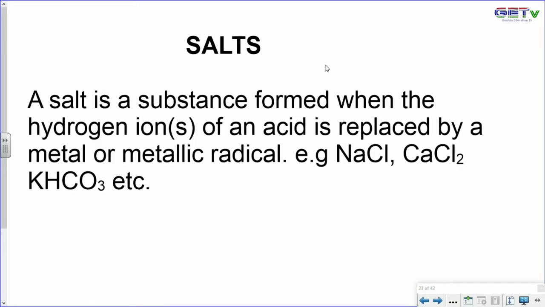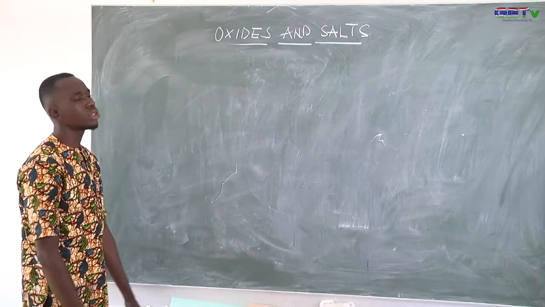Now we move to salts. We said a salt is a substance formed when the hydrogen ion or hydrogen ions of an acid are replaced by a metal or metallic radical. Examples are sodium chloride, calcium chloride, and also potassium hydrogen carbonate. So all these are examples of salts. The first example, sodium chloride, is the common salt or table salt we normally have at home. The metal could be any element from the periodic table that is a metal.